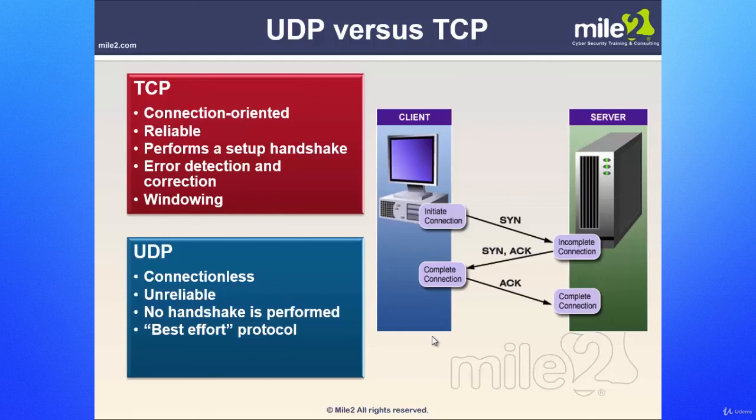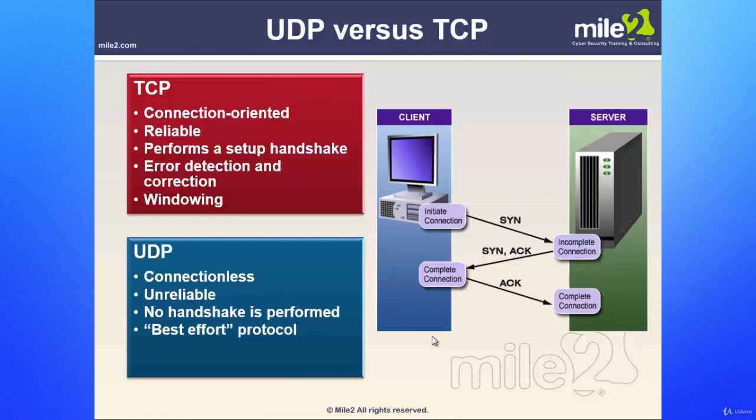Now with UDP, User Datagram Protocol, this is connectionless, all right, meaning that it doesn't have to have the three-way handshake completed to be able to send data. So it doesn't have to have that connection before it can send the data. It just sends the data. With that, it is unfortunately unreliable. So no handshakes are being performed, and it uses a best effort approach. It just sends it out there and says, well, if it gets there, great. If it doesn't, oh well.